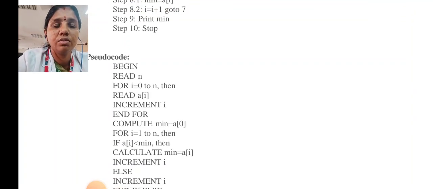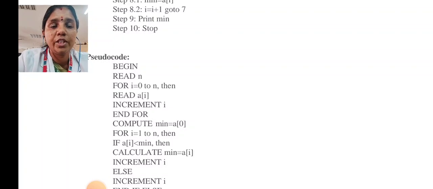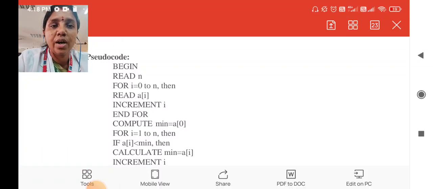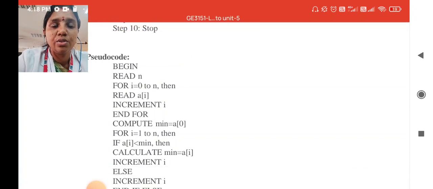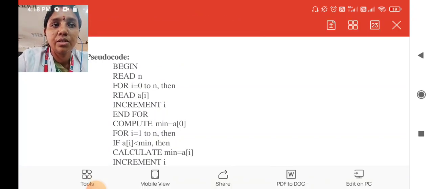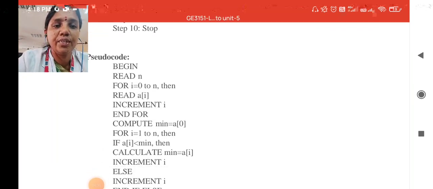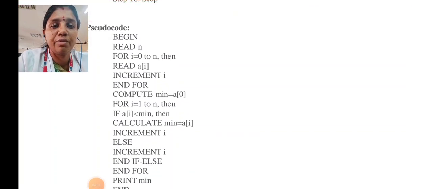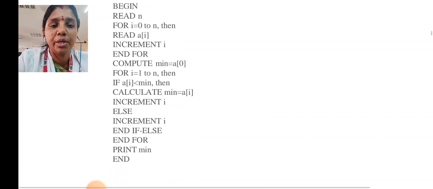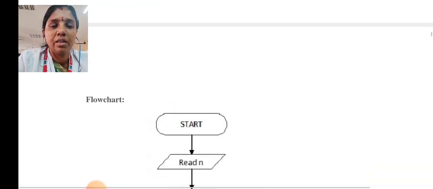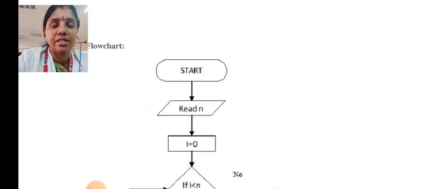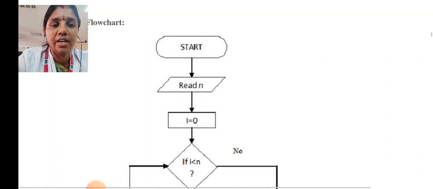And pseudocode, as we know, always starts with the begin keyword and read n input. For I is equal to 0 to 1, n. Then if A of I is less than minimum, then calculate minimum A of I, increment I, else increment I, and end if, end for, print minimum, end. Then in the flowchart we start with the word start, read n, I is equal to 0.